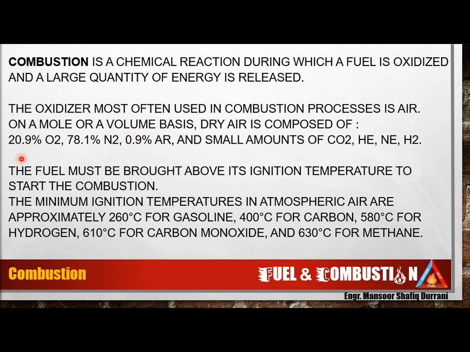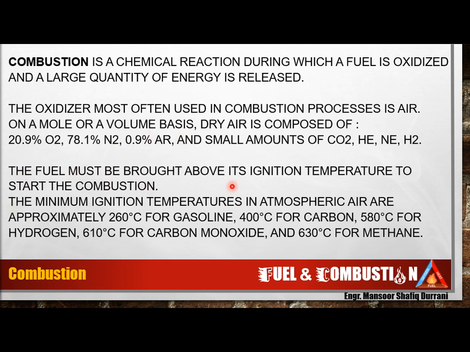Dry air is 20.9% oxygen, 78.1% nitrogen, 0.9% argon, and small amounts of carbon dioxide, helium, neon, and hydrogen. So these are present in small amounts. Usually we take 21% oxygen and 79% nitrogen for our calculations.